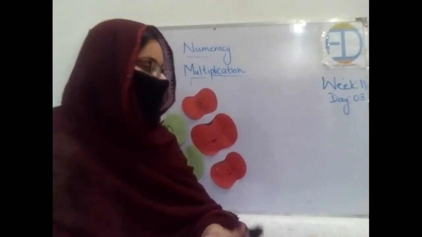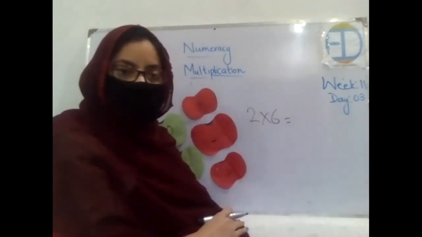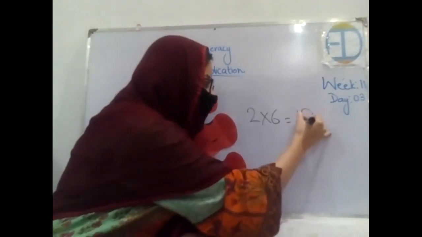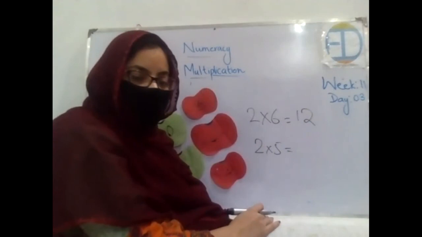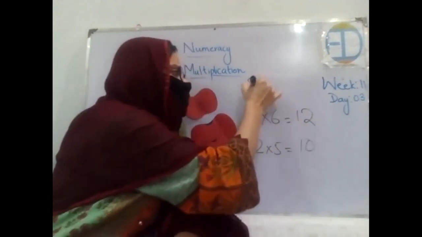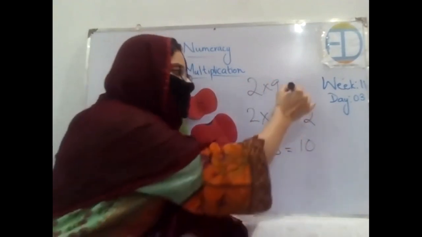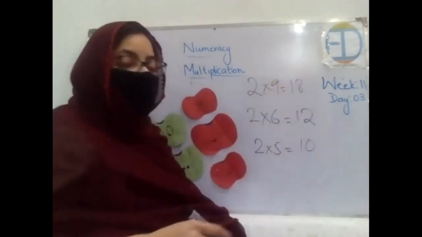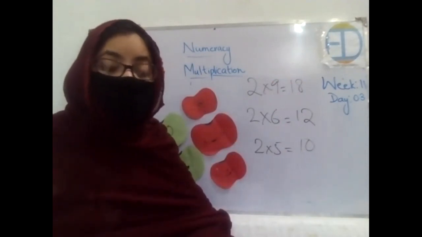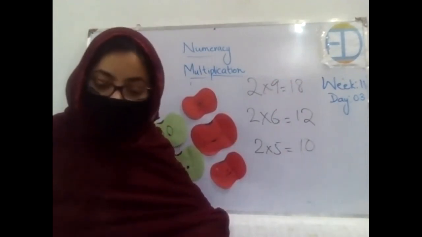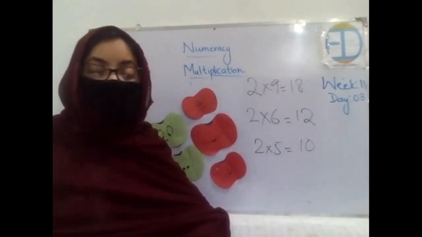Great. Excellent. Okay. So who is going to tell me 2 times 6 is equal to 12? Very well done. 2 times 5 is equal to 10. Excellent. 2 times 9 is equal to 18. Very well done. Okay, so now the home assignment for you is that you will be writing the table of 2 in your notebooks. Got it? And then I'll check it in tomorrow's class first, and then we will start the next topic.